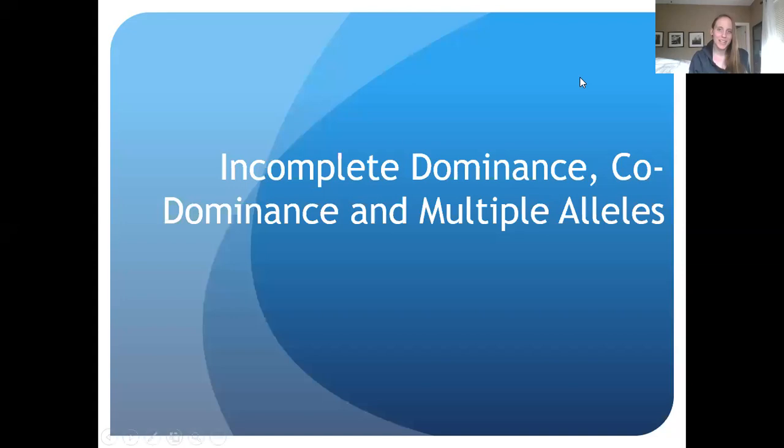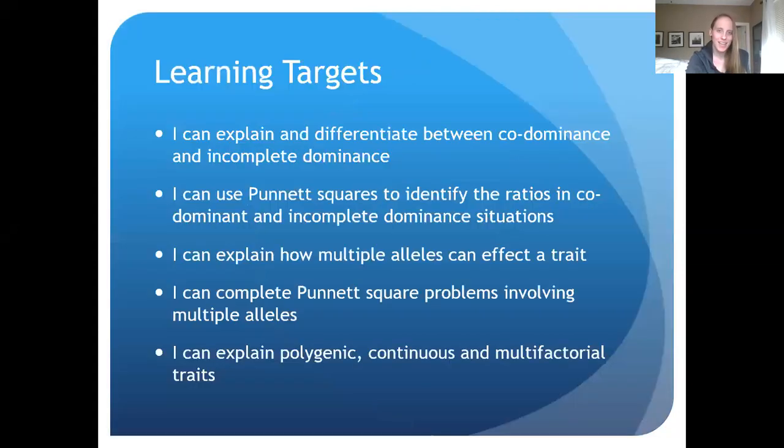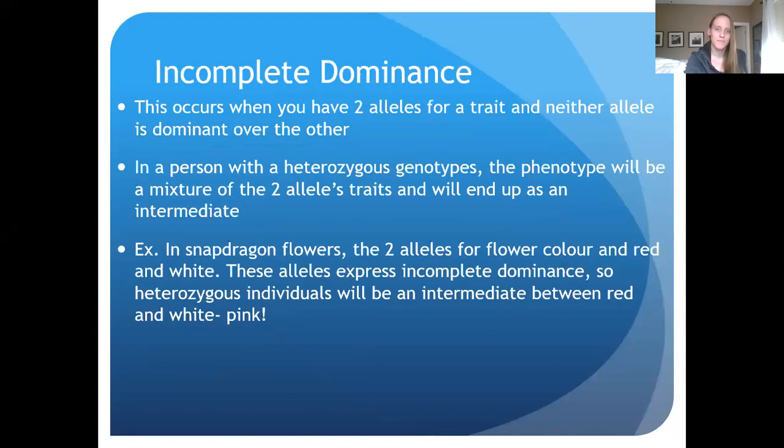Okay, so like I said, we're looking at incomplete dominance, codominance, and multiple alleles today. Essentially, you need to know the difference between codominance and incomplete dominance and how they differ from a normal scenario. Then you have to be able to do Punnett squares for both of those. Then you have to explain how multiple alleles can affect a trait and do Punnett squares for traits involving multiple alleles. And then we're just going to briefly do some definitions at the end.